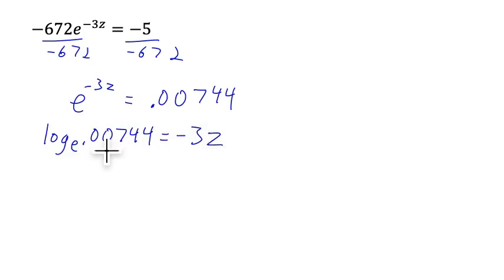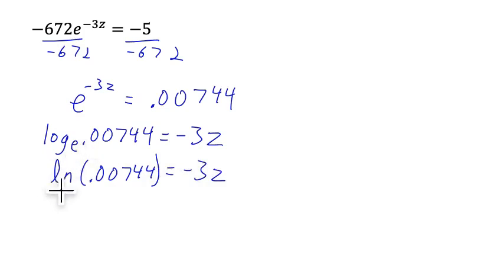Now, when we have base e, we don't write it this way. We use the natural log. So ln of 0.00744 equals negative 3z. So when you have log base e, well, that's the natural log, so we just use ln. And we can do this on our calculator.